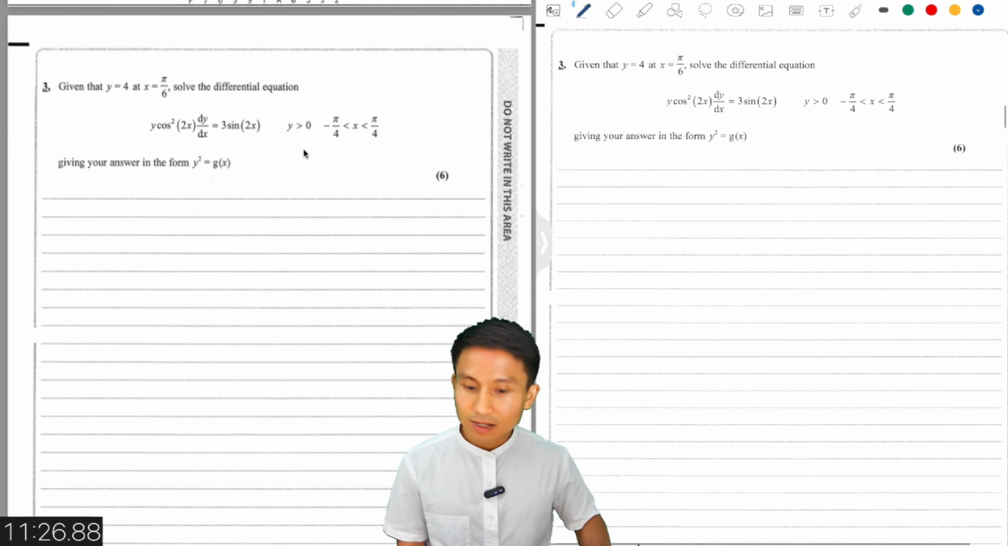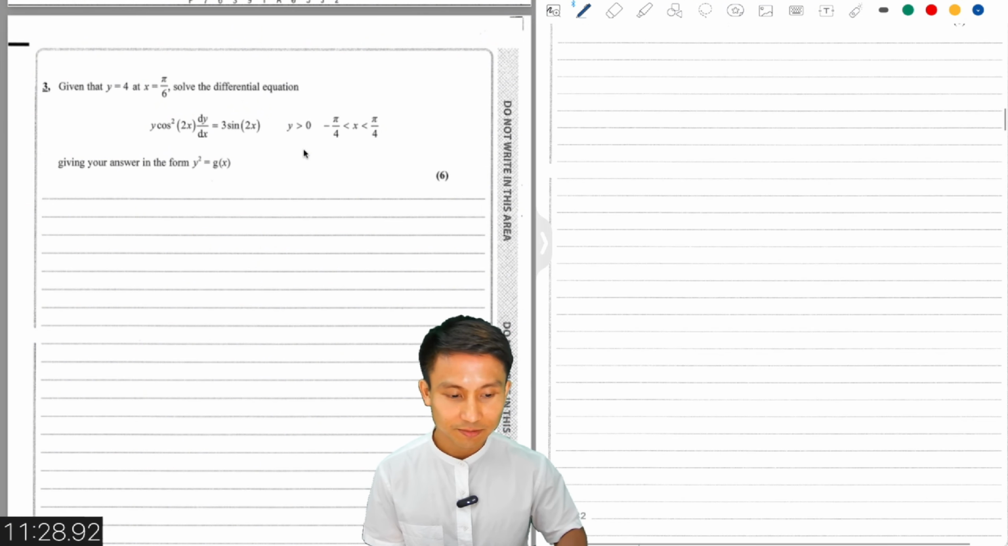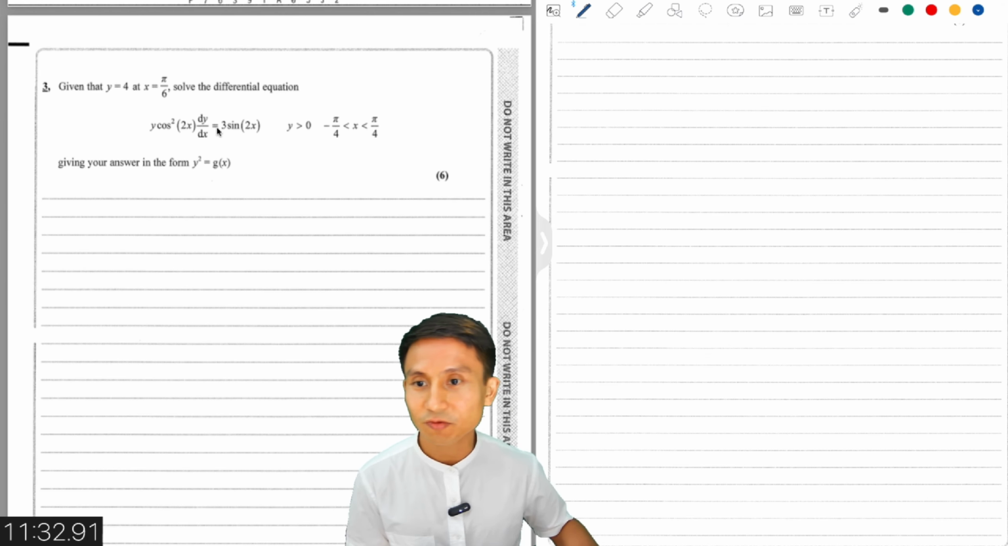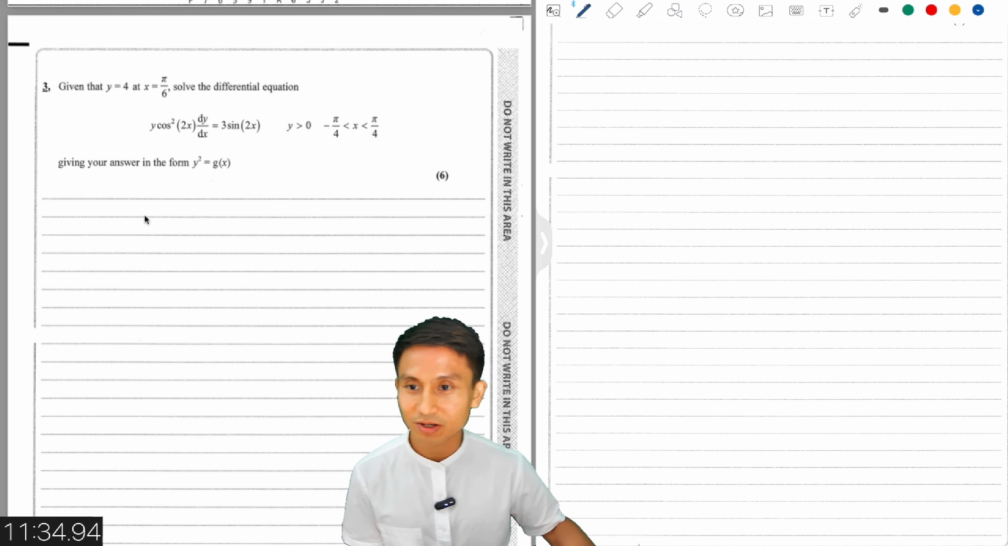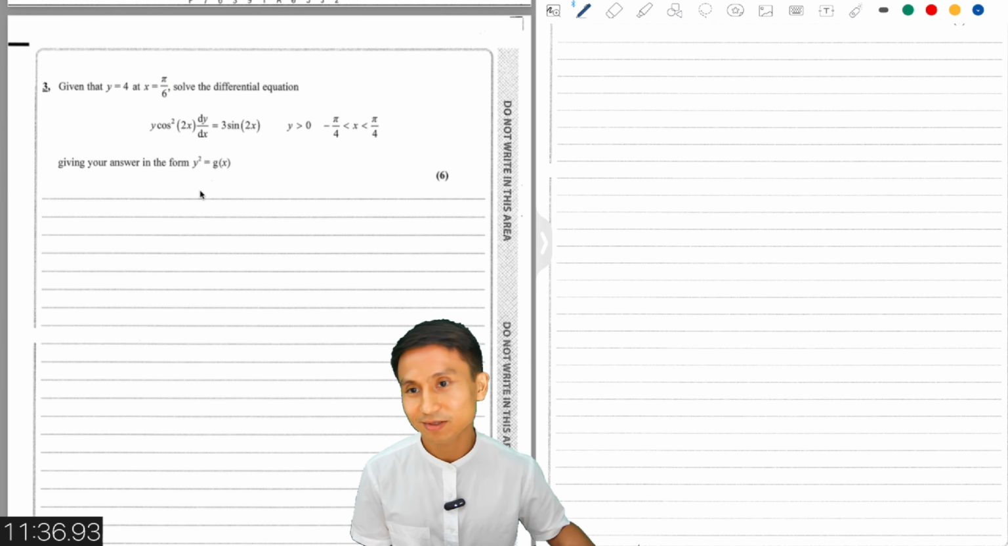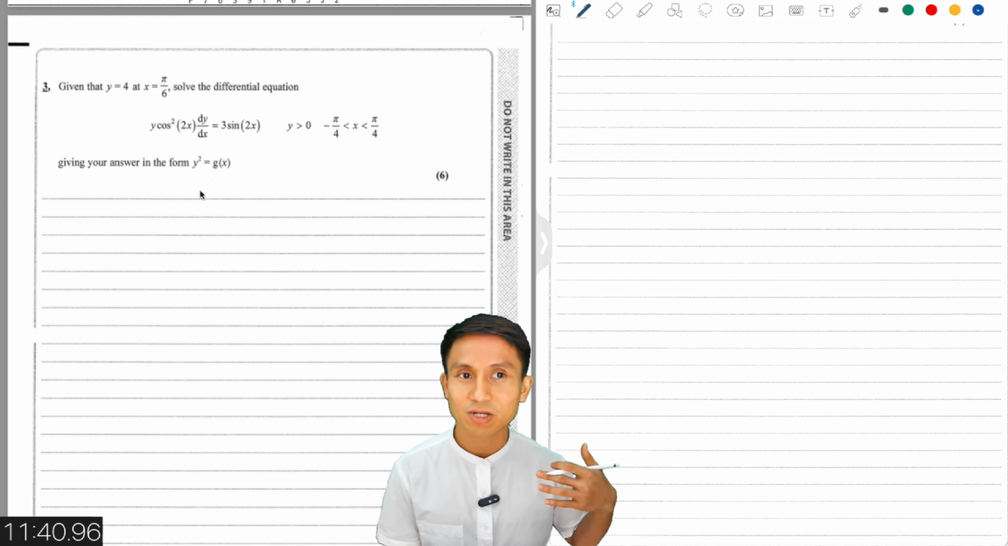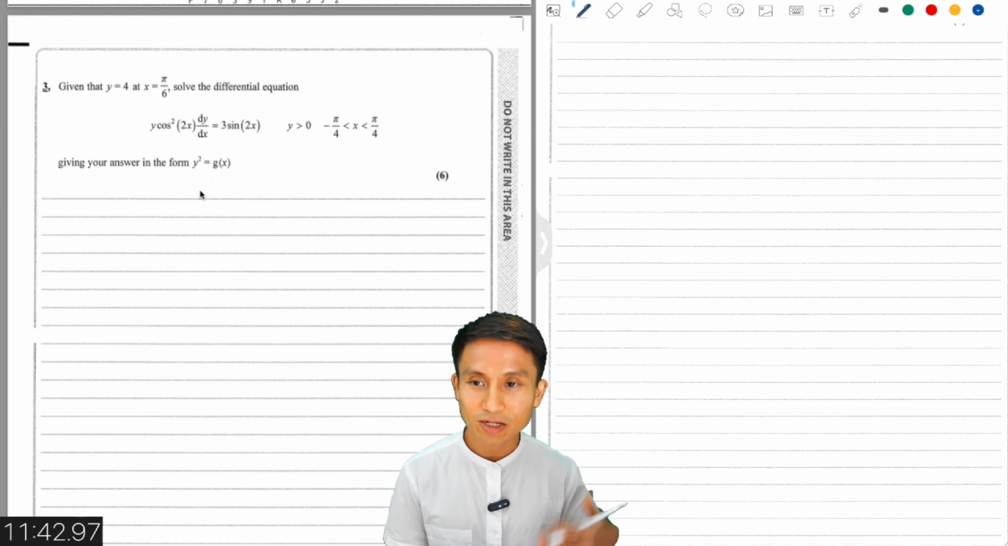Number 3, given that y equals 4, x equals pi over 6, solve the differential equation, giving the answer in the form of that. This is not too bad. Solving a differential equation means that we need to do integration by separation of variables.